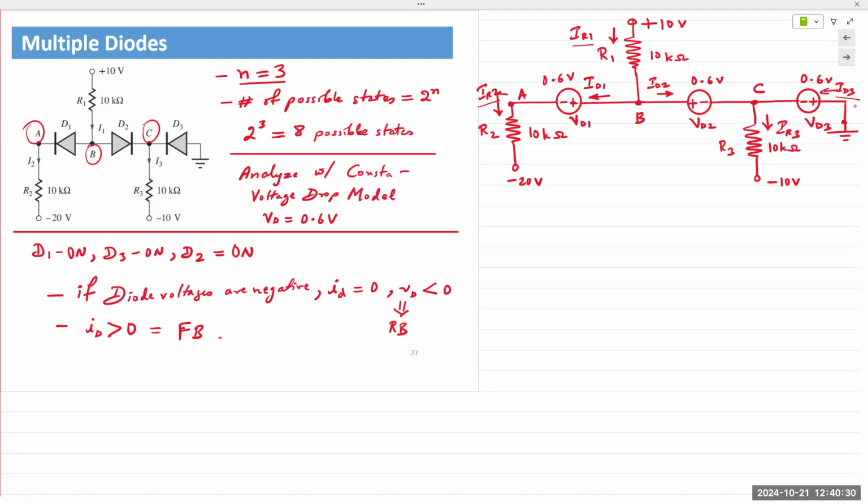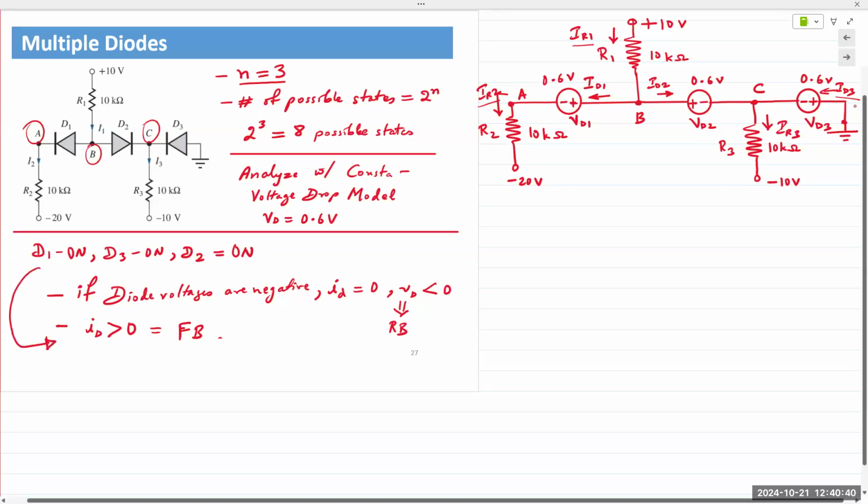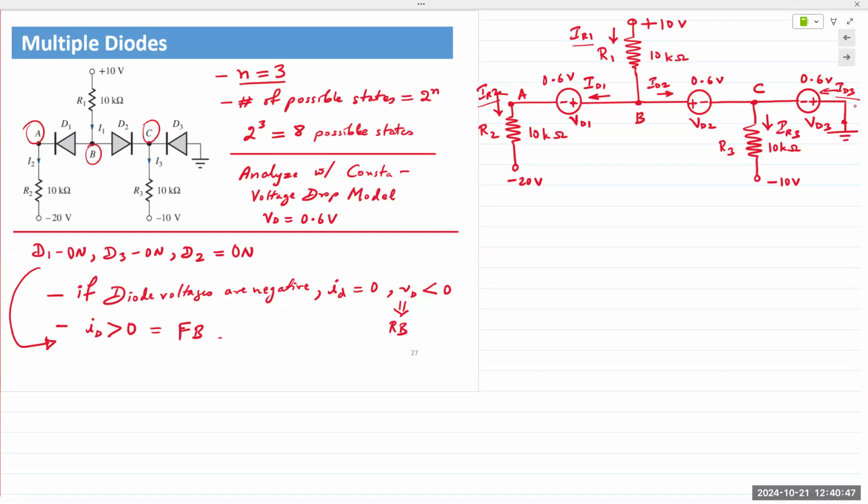We would simply apply any circuit analysis technique that comes to mind to determine either the diode voltages or the currents. Now, our assumption is D1, D2, and D3 are on, meaning all diode currents should be positive, and that would verify our claims that these diodes are forward biased. What we can do at this point is identify the values at each of these nodes, A, B, and C.